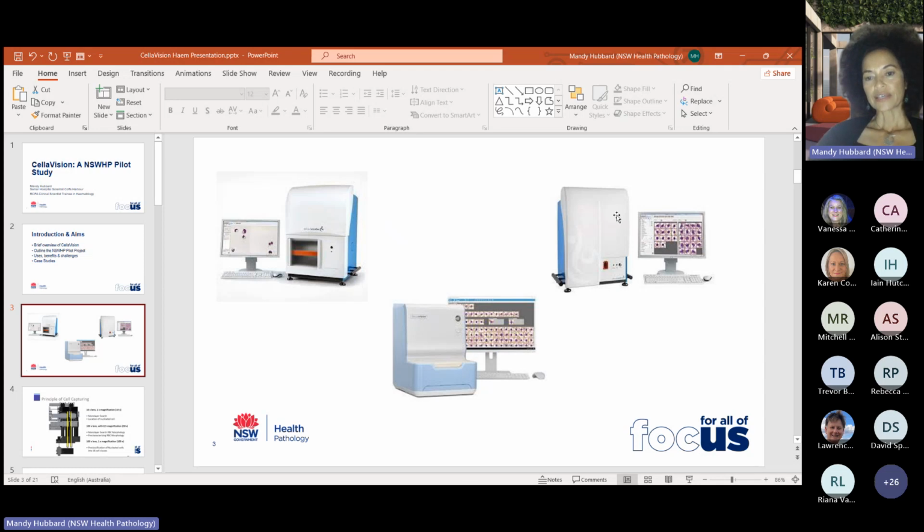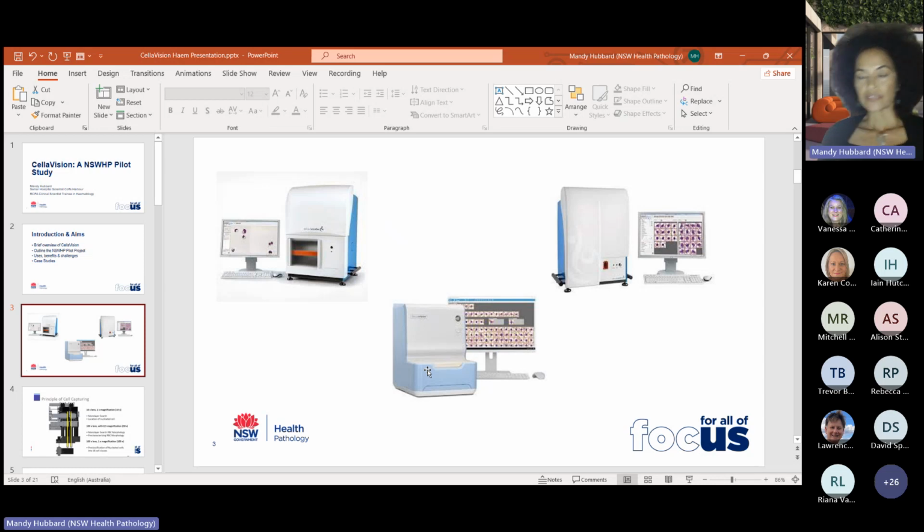And then we have the DM1200, which is located at our Coffs Harbour laboratory. This analyzer has the capacity to scan 20 slides per hour. It has a chute where we load 1 cartridge at a time, so 12 slides in 1 hit. And then we have the smaller analyzer, the DC1, which is located in our chemistry laboratory. It has capacity to scan 10 slides per hour, so it's more suited for the smaller laboratories.